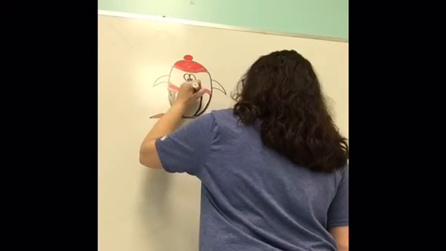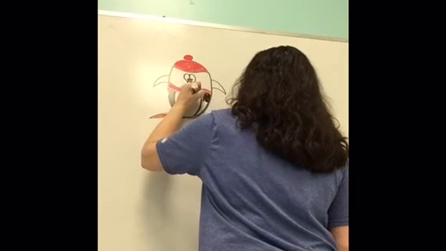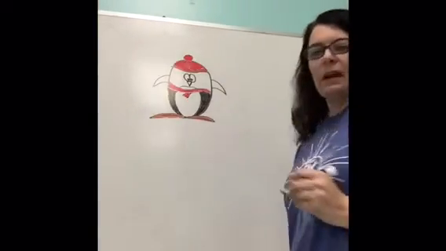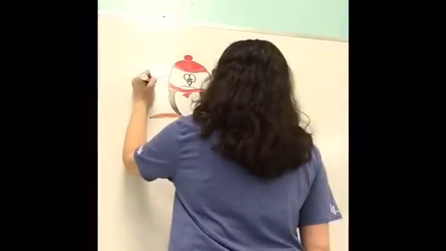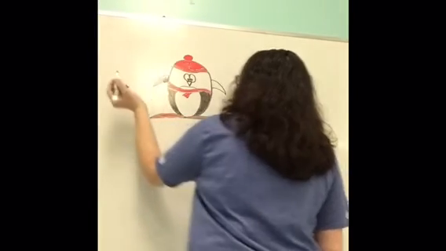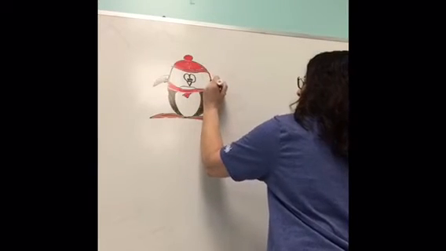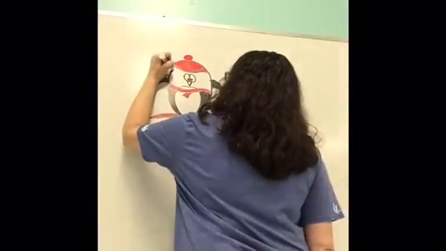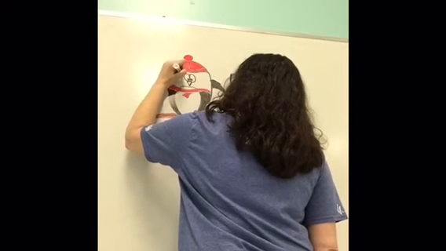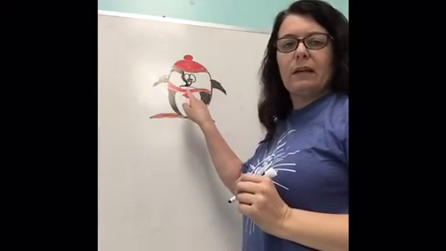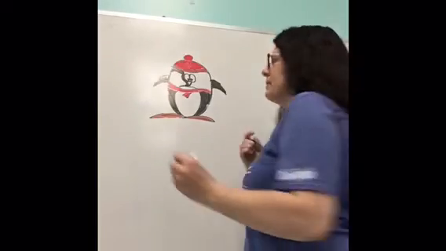Everything that's not inside his white belly or his white eyes is going to be black. He's really beginning to look like a penguin now. I'm going to do his flipper, his little arm over here, his arm over here, and then I'm going to get in by his eyes. Be careful not to color over his eyes. We want to leave those white. Make sure he still has a little bit of belly above his scarf.